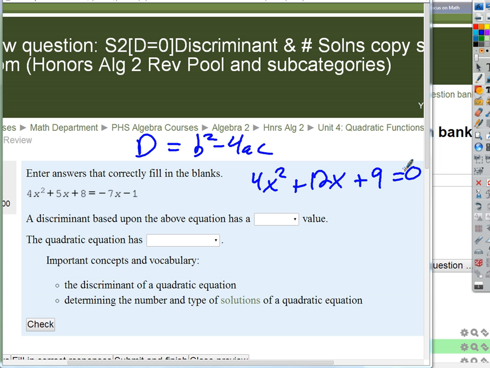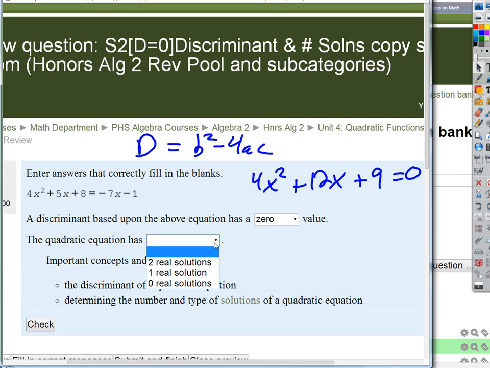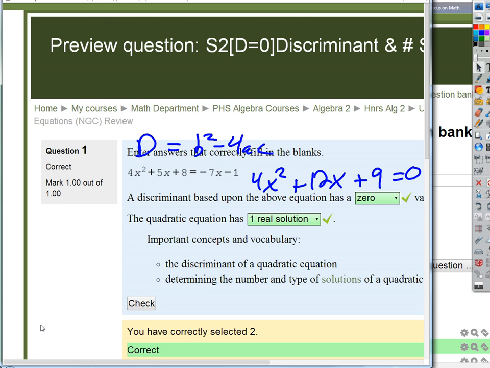B squared is 144, right? 4 times a times c, that's 4 times 36, is 144, right? So what do I get then? 0. So the discriminant has a value of 0, which means it has how many solutions? 1 real solution. Bingo.